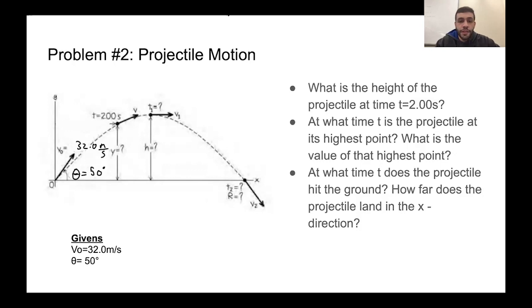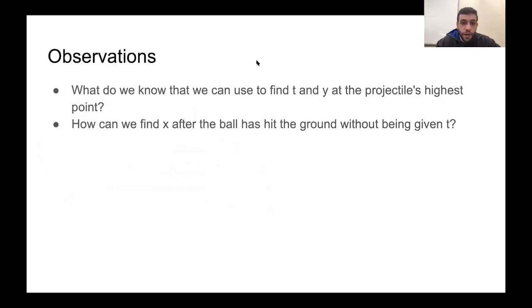Similar to what we did in the previous problem, we are going to discuss what we can determine before we start working on the math side of the problem. So what do we know that we can use to find t and y at the projectile's highest point? I'd really appreciate it if you answered that in the chat. What do we know when a projectile is at its highest point that we can use to solve for this, using the givens that we have from the question?